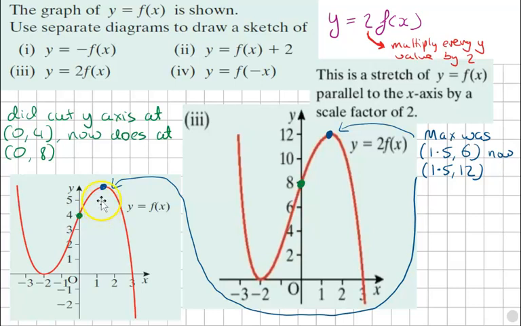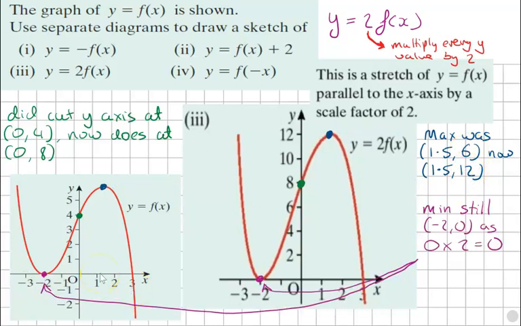2 more important points. So the maximum in our original function was 1.5, 6. And the maximum now in our new function is 1.5, 12. So again, nothing happened to the x values, but the y value was multiplied by 2 because we have 2 stuck onto the front of the function. So 6 times 2 makes 12.